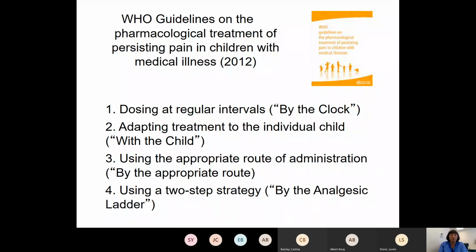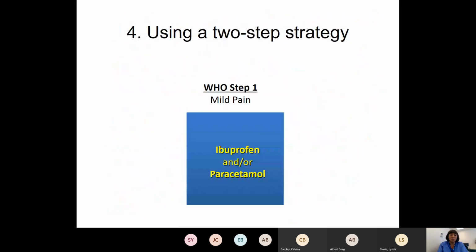We have to think of the appropriate route, and we have to think of this two-step ladder approach that used to be a three-step, but many of you are probably too young to remember. Our step 2 was dihydrocodeine, and we no longer use that because of this concept of genetic polymorphism, where people have different ways of metabolizing their dihydrocodeine.